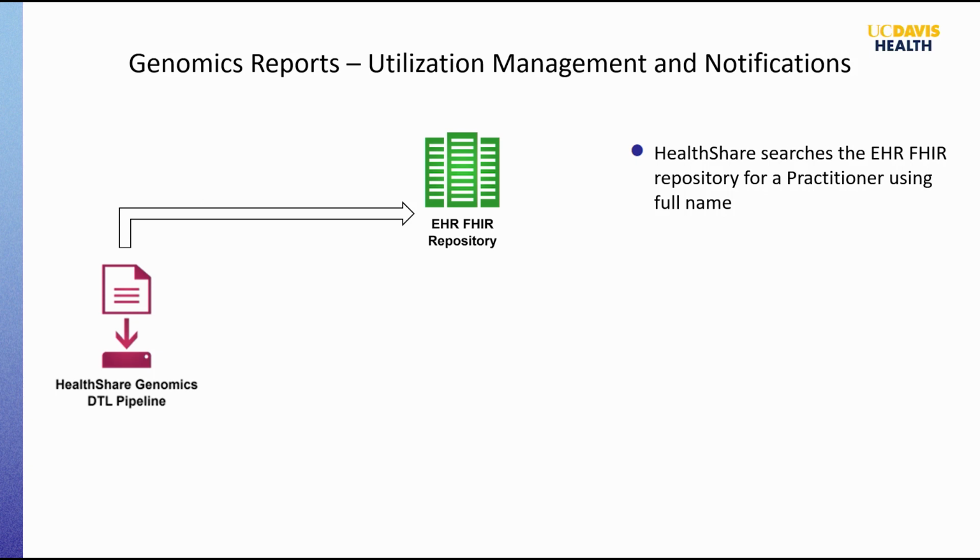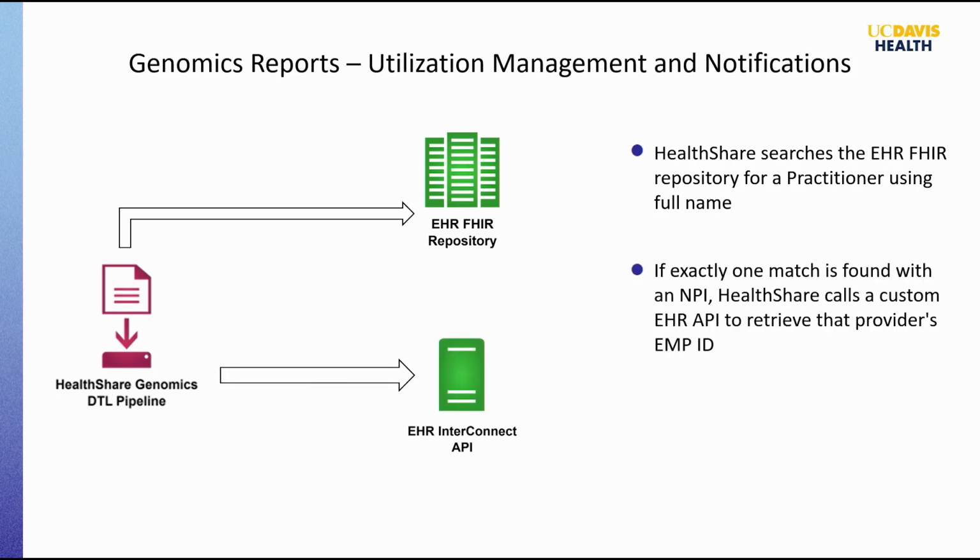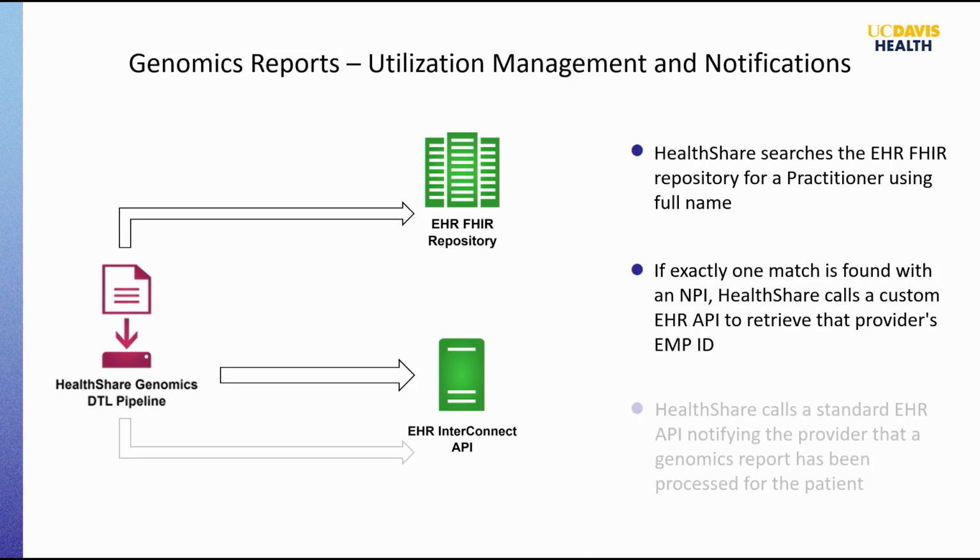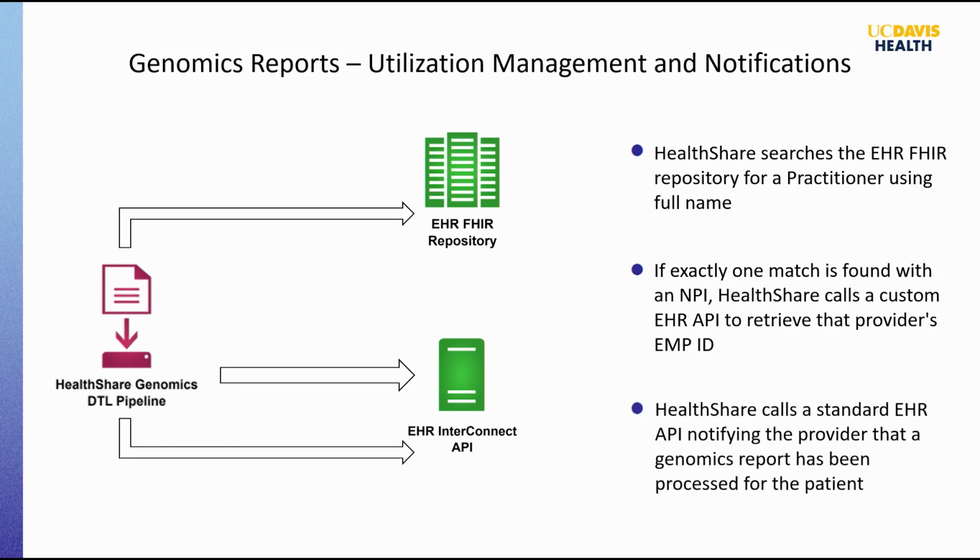So let's take a look at that in a little bit more detail. Here, HealthShare searches the EHR FHIR repository for a practitioner just using the full name. If we find exactly one match, we take that NPI and make a custom EHR API call to get the provider's EMP-ID. Then the standard API call happens once we have that EMP-ID, and we send a notification to the provider that a new genomics report has been processed for this patient.